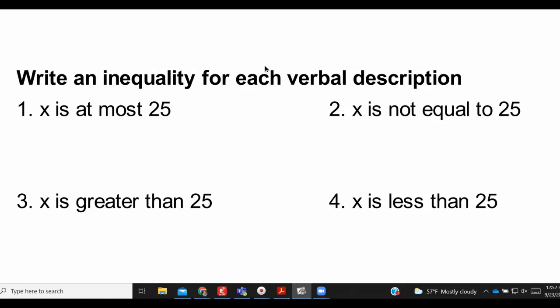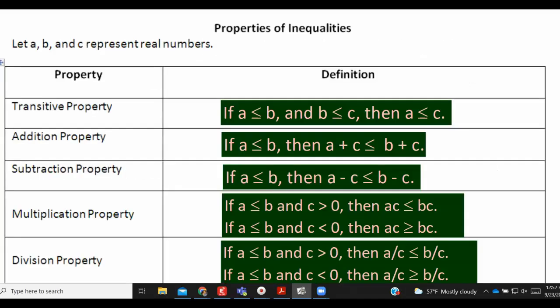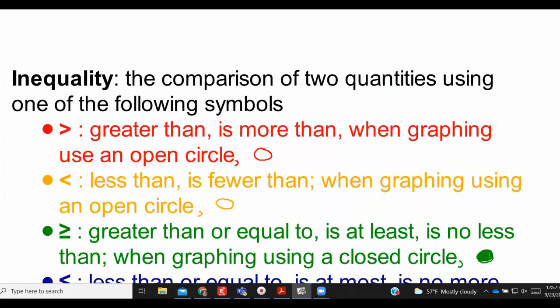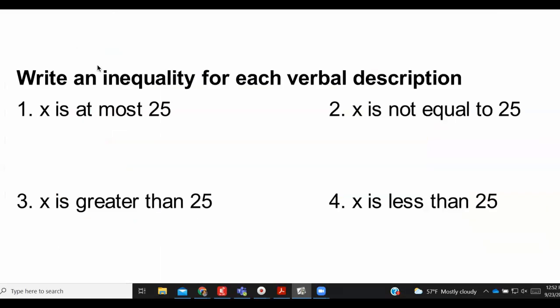All right, write an inequality for each expression. X is at most 25. So if you go back to this area here, at most tells you that it is going to get close and be less than or equal to that number. So X is less than or equal to 25. But again, it can be 25.